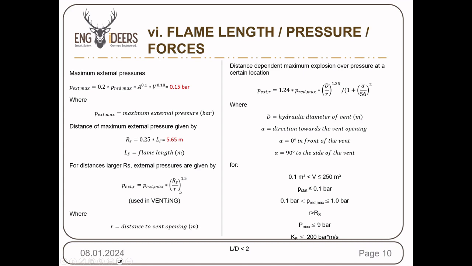You can also calculate the pressure influence depending on where you stand, like in which angle you would stand in front of the venting. Or in which distance, I'm sorry. The angle can also be calculated when you use this equation. Then you have the alpha value, which is the direction towards the vent opening. And of course, if you're standing in front of it, then the pressure would be the highest. And if you're standing left or right to it, then of course the pressure would decrease.